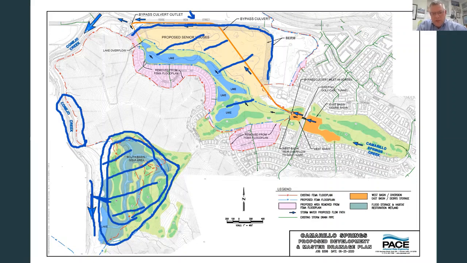So that's the summary of the 3 B's that make up the flood safety program for the project: the barrier, the bypass, and the basin.